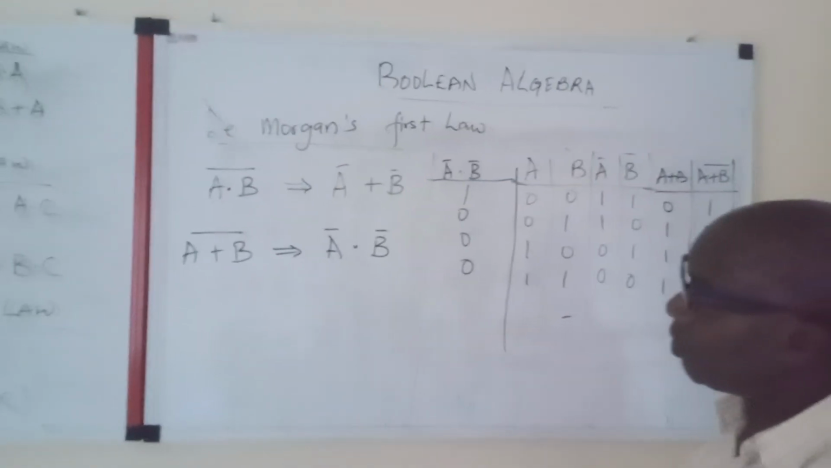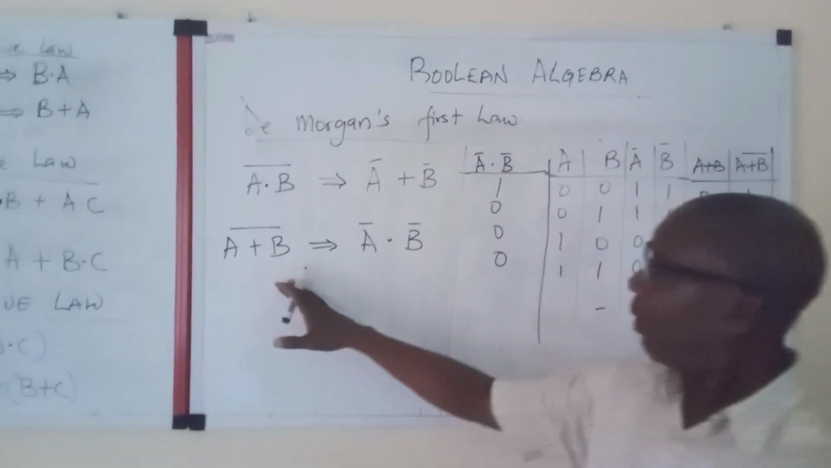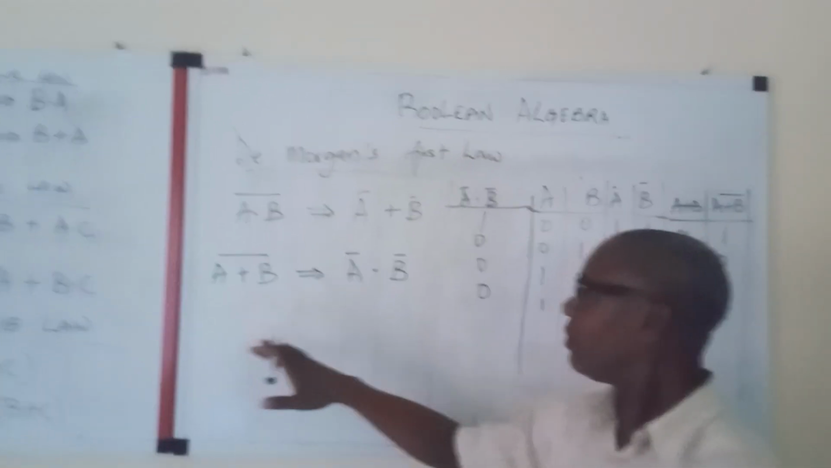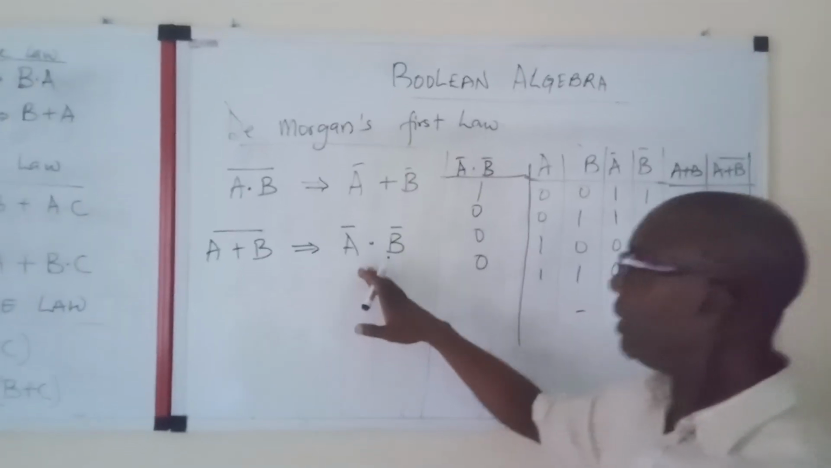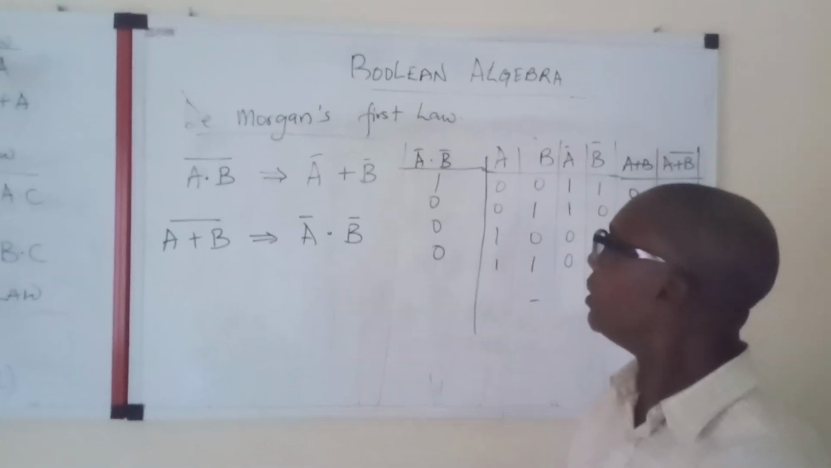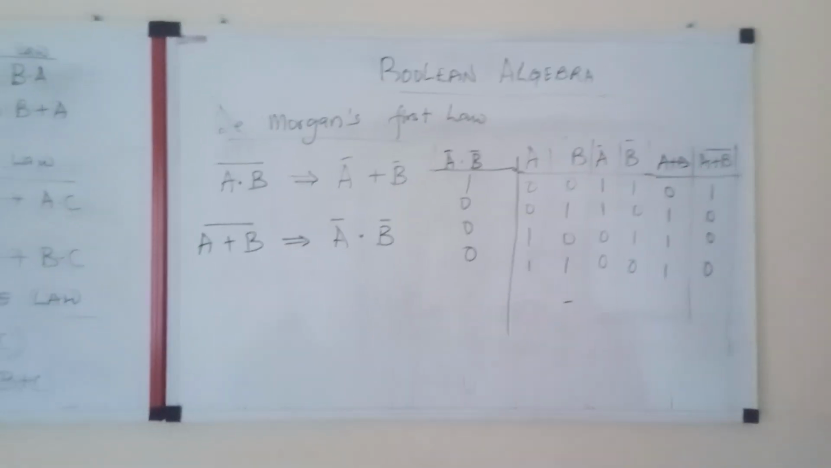That goes to show, to prove that A or B bar, the negation of A plus B, is the same thing as the negation of A and the negation of B. That is the Morgan's second law.